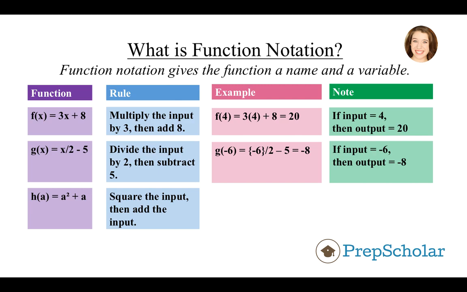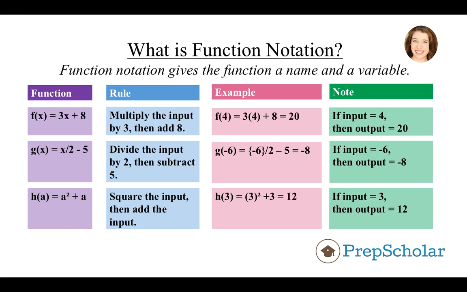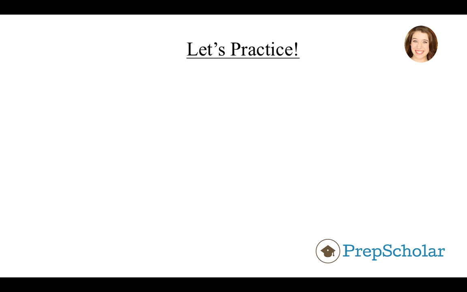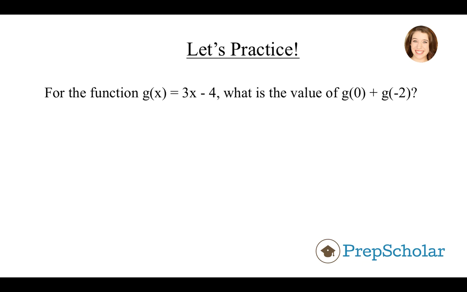Let's look at an example where the input is 3. So 3 squared plus 3 would equal 12. And our note here would be that if the input is 3, then the output is 12. See how in all of these examples, we're able to break down that rule by simply looking at the function, we can work through an example, and then ultimately we get that note, which is basically the rules of the vending machine explained to us for a particular input.